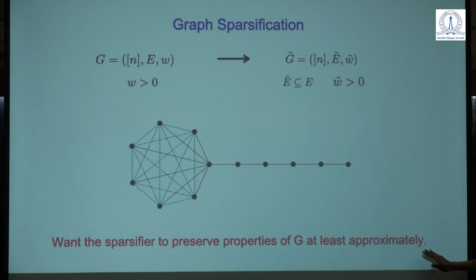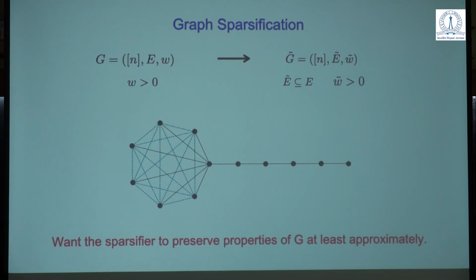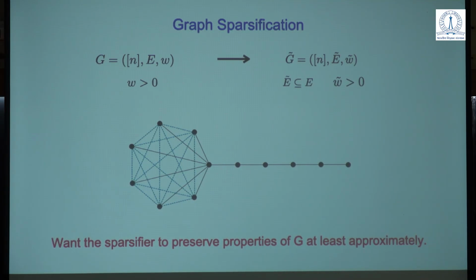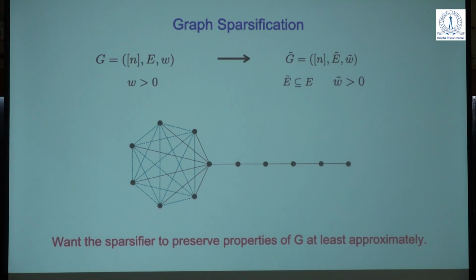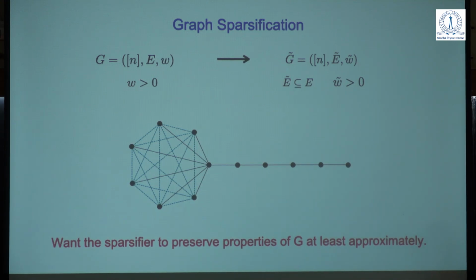And the key property we want to maintain is that we want the sparsifier to preserve the important properties of G, right? We don't want to just throw away edges. We want the sparsifier to be a proxy for G, right? It should behave like G. Otherwise, there's no point, right? Otherwise, we get something completely different and we're not really getting any benefit from throwing away the edges. We're getting actually wrong information, right? So this is kind of the meta philosophy. We want the sparsifier to preserve properties of G, at least approximately, okay?